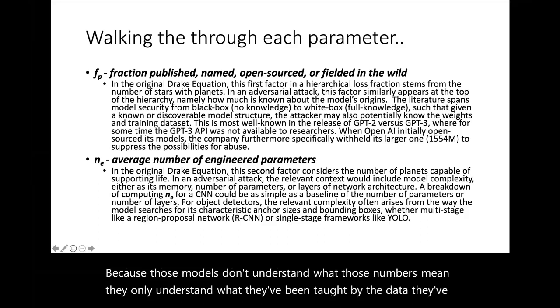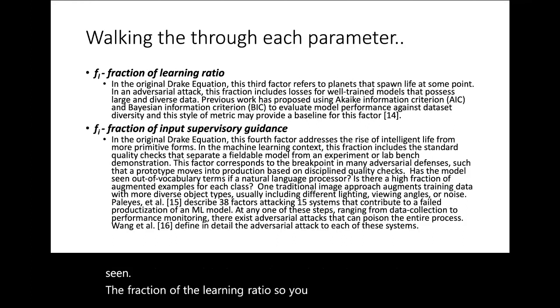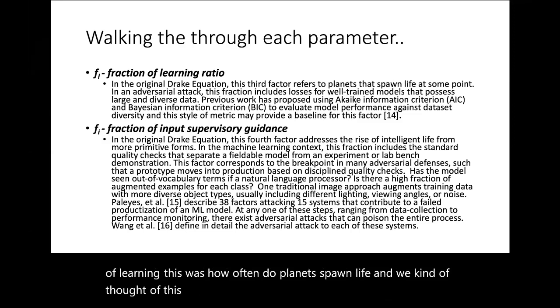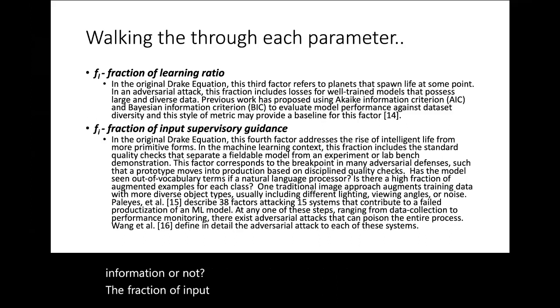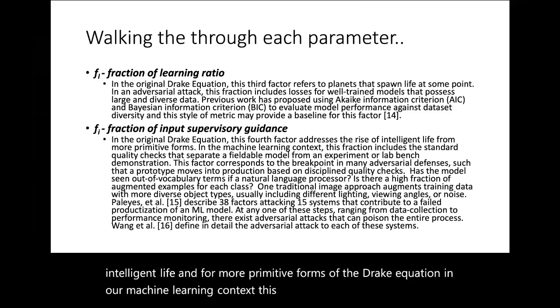The fraction of the learning ratio, so how aggressive you are in terms of learning. This was how often do planets spawn life, and we kind of thought of this as how spontaneously do you learn new information or not. The fraction of input supervisory guidance, so the rise of intelligent life for more primitive forms of the Drake equation. In our machine learning context, this is more about how much did you check the model?